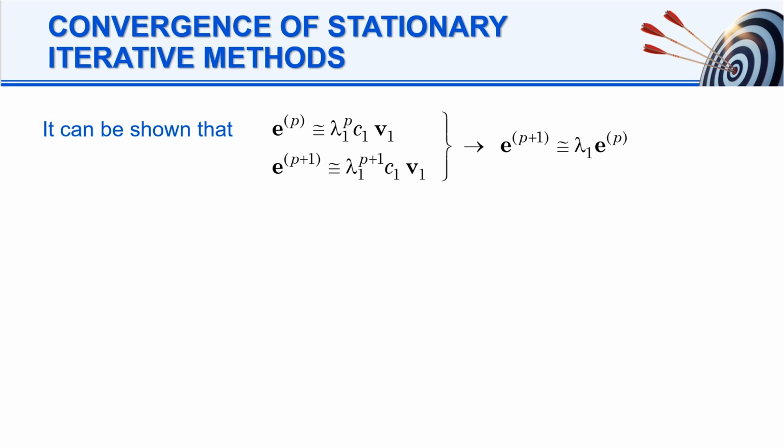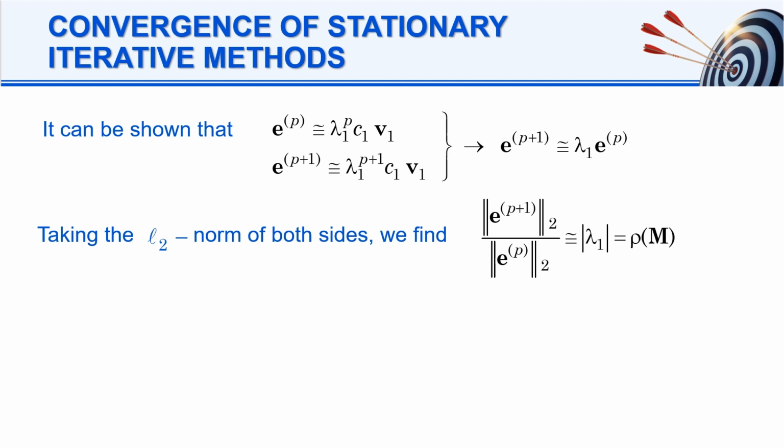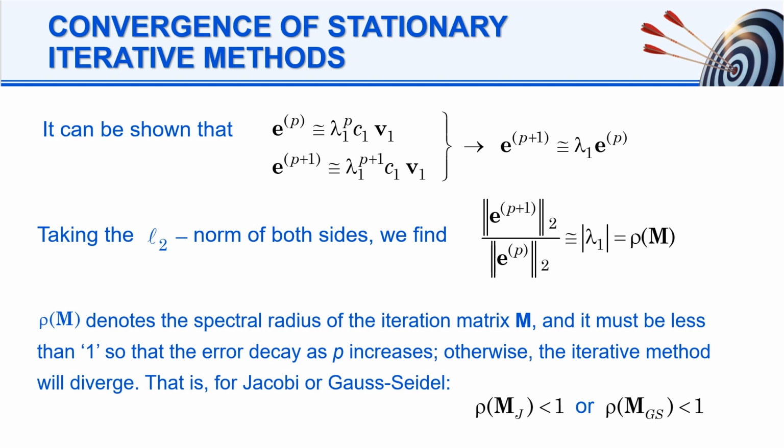It can be shown that the true error is proportional to the product of the pth power of the largest eigenvalue and its associated eigenvector. For the proof, see section 3.3 of the textbook. Taking the L2 norm of both sides, we find ρ(M) denotes the spectral radius of the iteration matrix M, and it must be less than 1 so that the error decays as p increases. Otherwise, the iterative method will grow unboundedly and diverge. That is, for Jacobi or Gauss-Seidel iteration matrices, the upper bound for the spectral radii is 1.